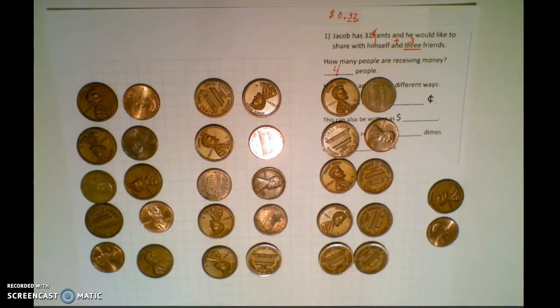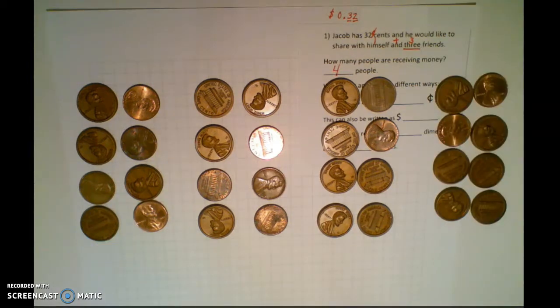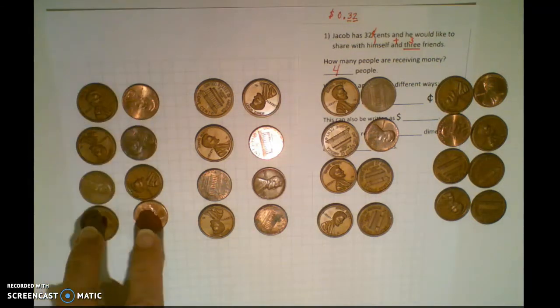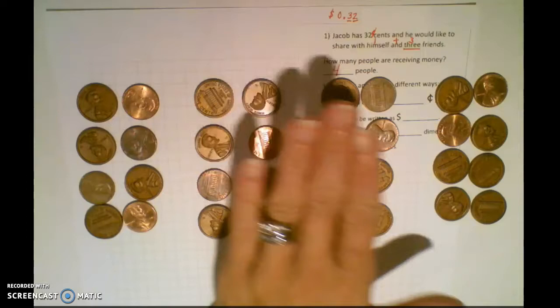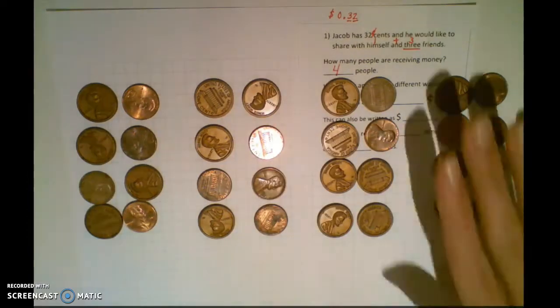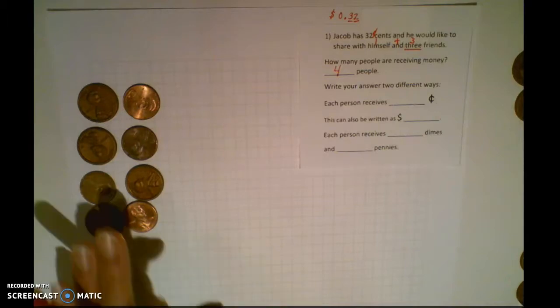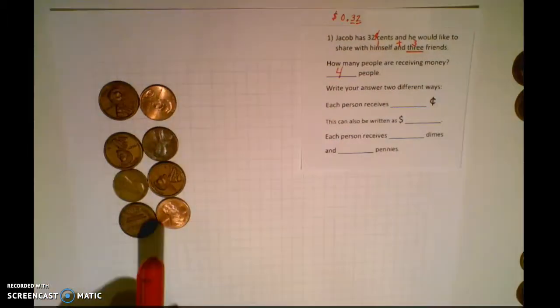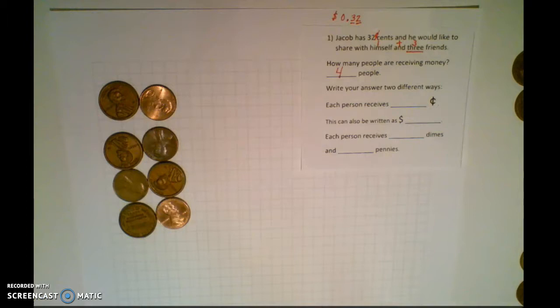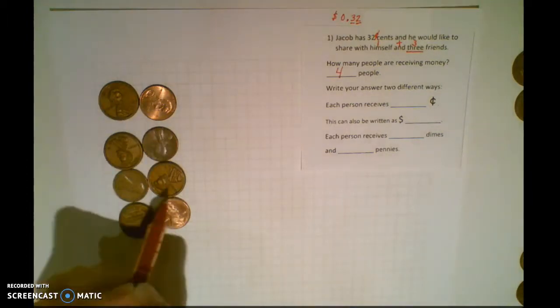And I can divide 32 by 4. When I do that, I will get 8. So let's go ahead and divide our pennies into 4 equal groups. When I divide my 32 pennies into 4 equal groups, I get 2, 4, 6, 8 pennies per group. So let's just look at one group here, and let's write our answer 2 different ways. First of all, how much does each person receive? Well, 1, 2, 3, 4, 5, 6, 7, 8.